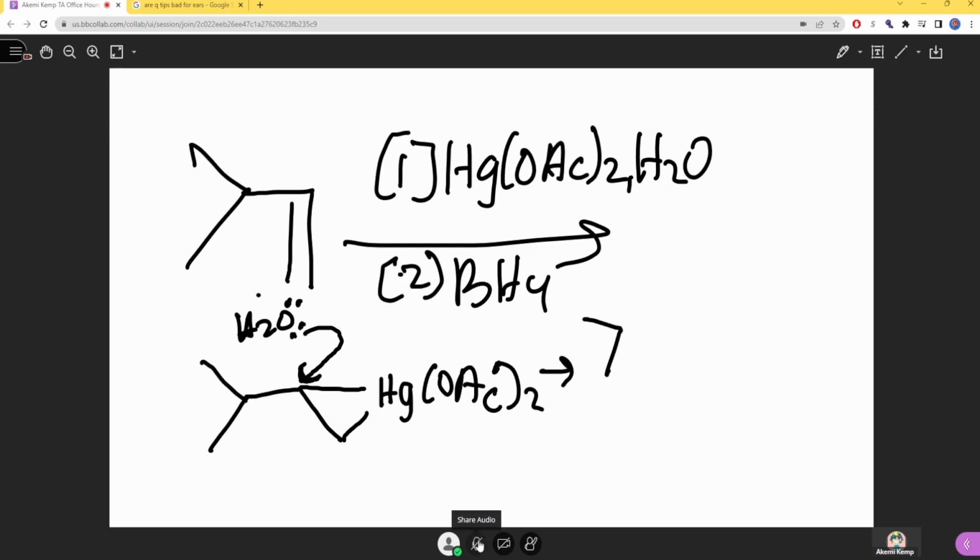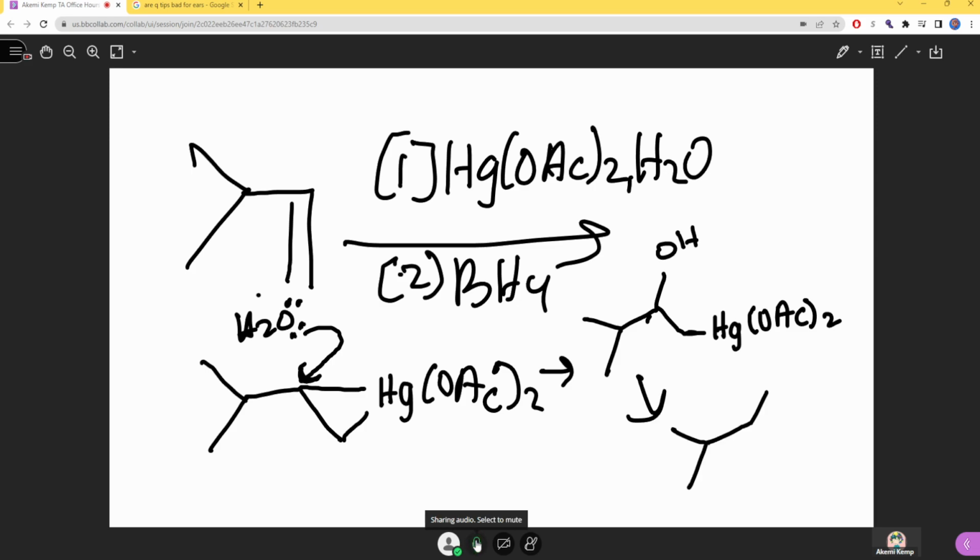So then you have this. OH is here, and then to this carbon, we still have the HgOAc2. The second step, BH4, what that does is it just automatically takes off all of this HgOAc. So nothing too strenuous. All that happens at the end is you have your OH here, and then attached to that carbon, you'll have an H. So this is the whole mechanism to get your product.